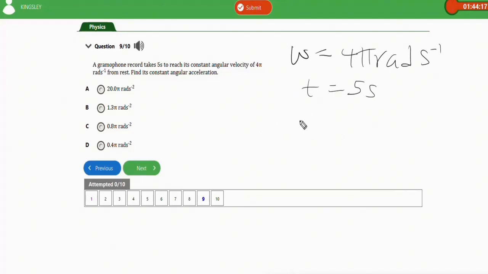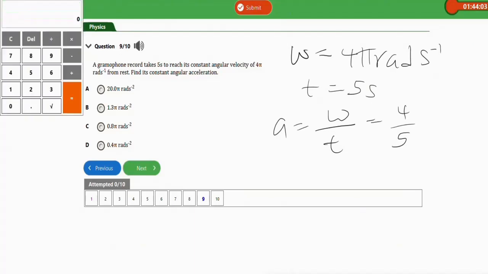Angular acceleration, let me use A to represent it, will be angular velocity over time, which will give you 4 divided by 5. So let's punch it in the calculator. It's going to give us 0.8. But let's verify: 4 divided by 5, we have it to be 0.8. So the correct option in this question is option C, which is 0.8 pi radian per second squared.